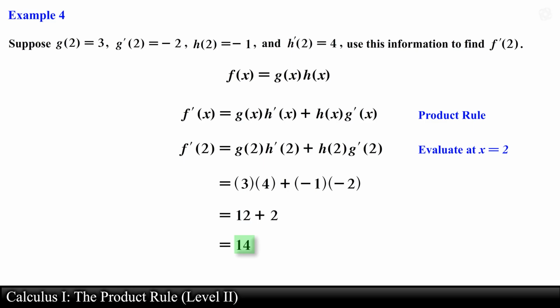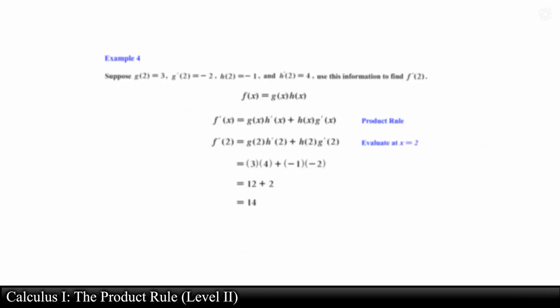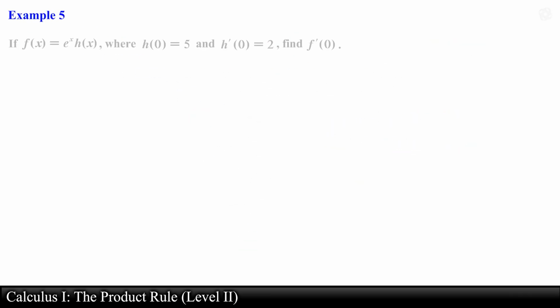These types of problems require you to first find the derivative of the function in terms of the given functions, then use the information that is provided to evaluate the derivative at a given value of x. Let's try another example. If f of x equals e to the x times h of x, where h of 0 equals 5 and h prime of 0 equals 2, find f prime of 0.